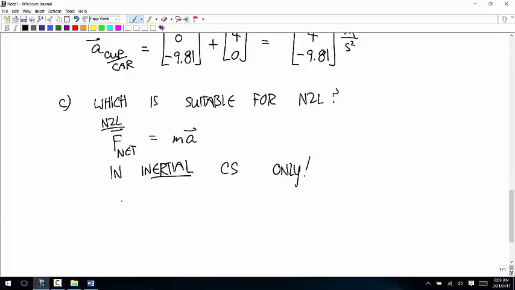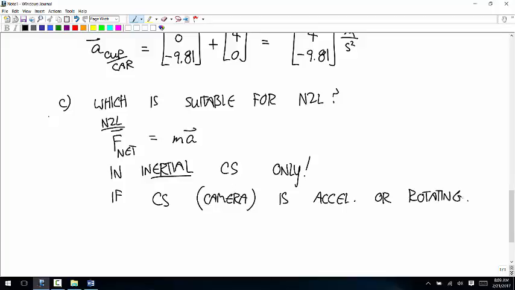So what that means is, if the coordinate system, and you can think of that as the camera, is accelerating or rotating, you can't use its acceleration in Newton's second law. Exclamation point.